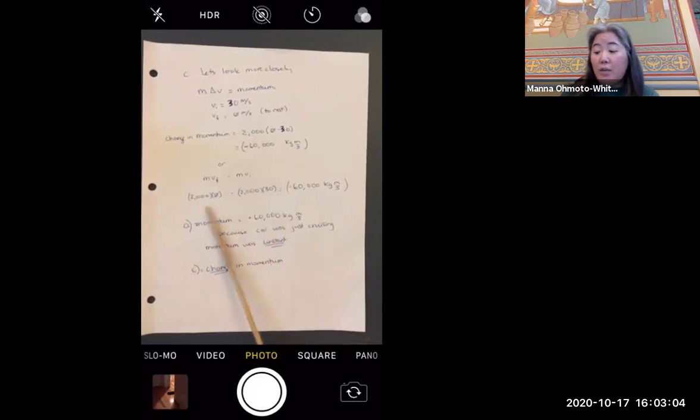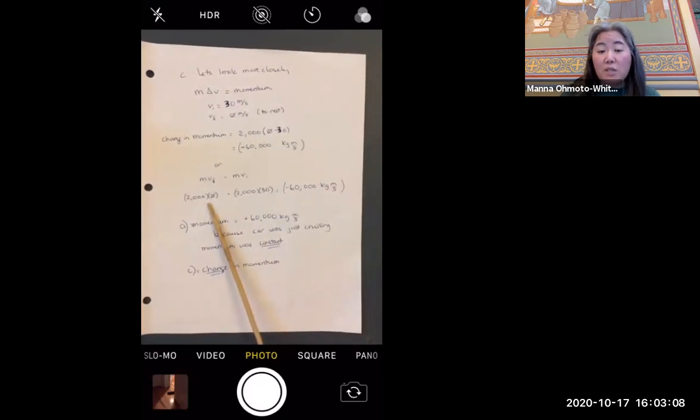The other way that we're looking at it is my change in momentum. My final velocity, as we said, was 0, so my final momentum is going to be 0. And my initial momentum, which we calculated in part A, is 60,000. So 0 minus 60,000 is going to be equal to negative 60,000. And pay attention to the units, kilogram meters per second.